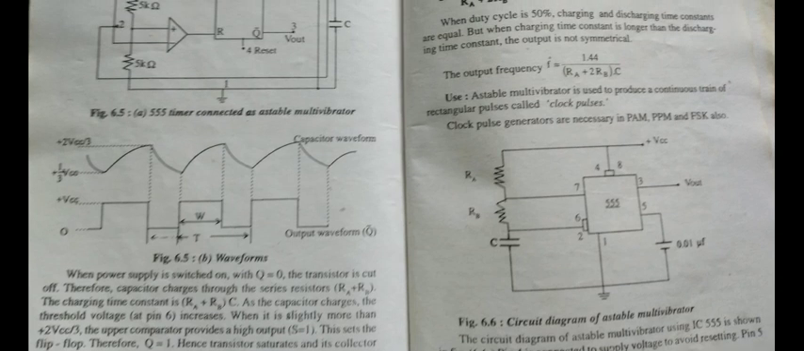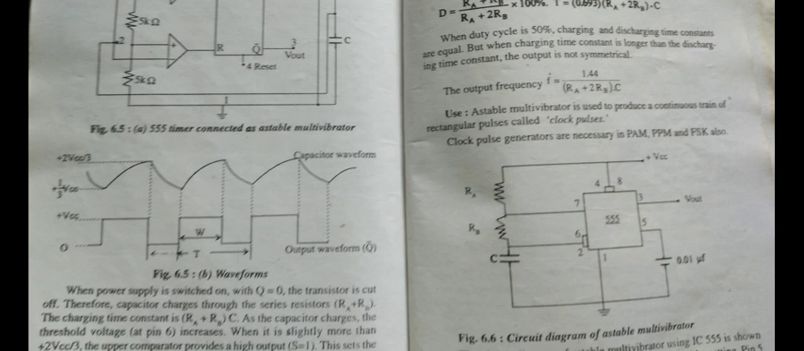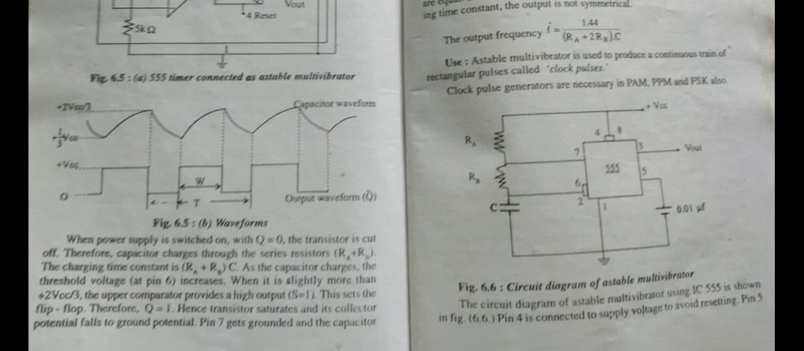Now we will study the equations which are required for this circuit to operate. The discharging time constant is RB into C. When the capacitor voltage drops slightly below VCC by 3, the output of the lower comparator is high, that is R is equal to 1. This resets the flip-flop. The capacitor charges and discharges exponentially. The output Q is a rectangular pulse which is seen over here at the last waveform of 6.5.